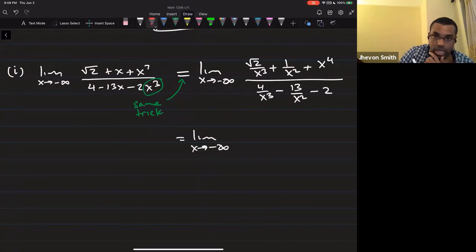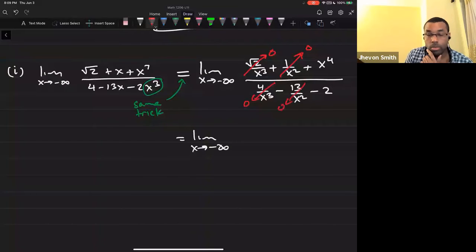And then I'm going to notice that, hey, this guy is going to go to 0. That guy's going to go to 0. This guy's going to go to 0. That guy's going to go to 0. And so I kind of end up with something that looks like this. X to the 4th divided by minus 2.